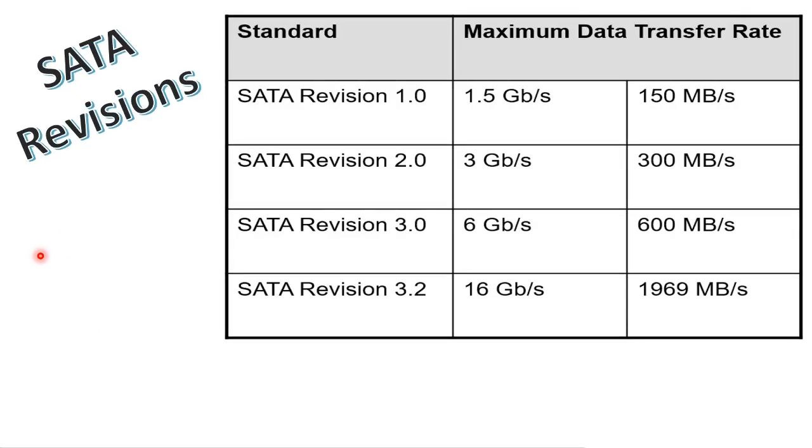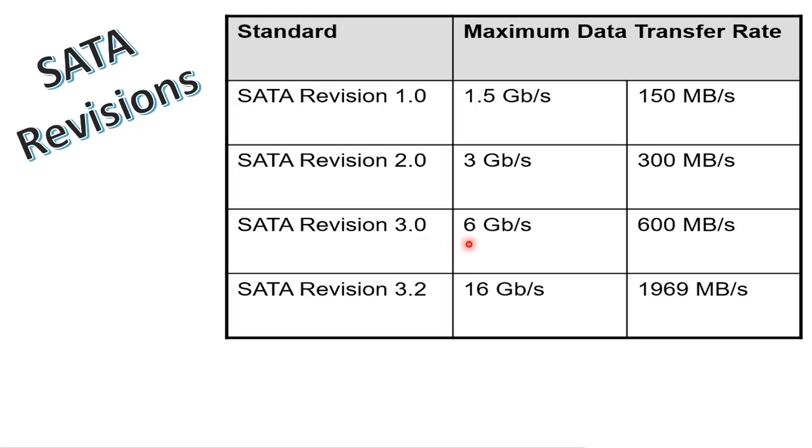Let's take a look at the SATA revisions over time. First we have SATA revision 1.0, which has a maximum data transfer rate of 1.5 gigabits per second, or 150 megabytes per second. 2.0 did 3 gigabits per second, or 300 megabytes per second, but it's unlikely that you'll see either of those unless it's a pretty old system, because in 2009, SATA revision 3.0 was released. And so it's been around for at least a decade, depending on when you're watching this video.